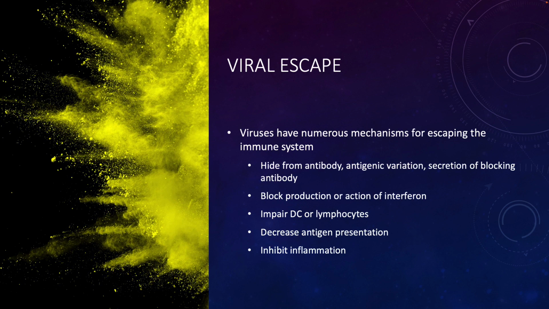Of course, we have these great responses that we have evolved to help us fight infection, but the pathogens have also evolved responses to get away from us. So viruses, and we'll talk about this when we talk about specific viruses, how exactly they do this, but viruses have a lot of mechanisms for how they can escape us. They can hide from antibody. They can vary their antigens on their surface. They can secrete antibodies or antibody-like molecules that block antibodies.